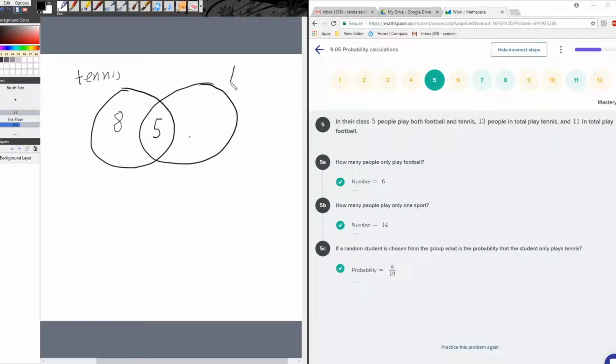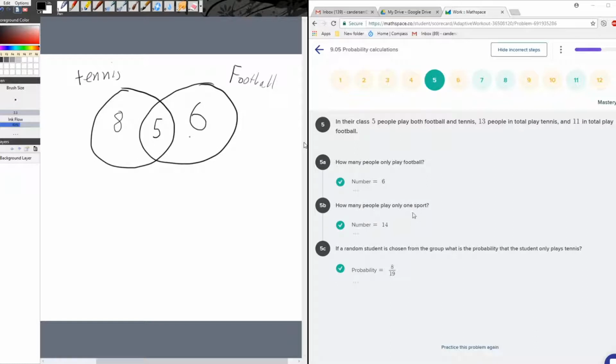Now, in our football one, we have 11 people in total. So we've already got 5, so therefore we must have 6. Now, how many people only play football? Now, the key word here is only. So that means we're just looking at what's in the football circle by itself. So that means that the answer is 6.